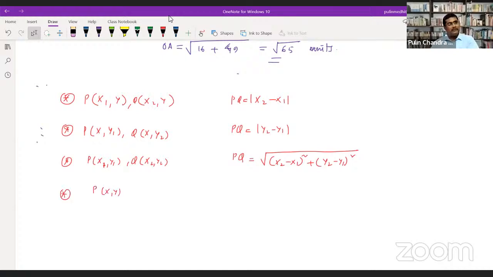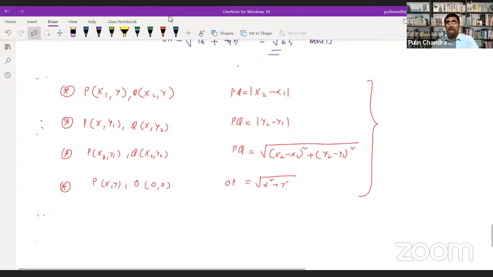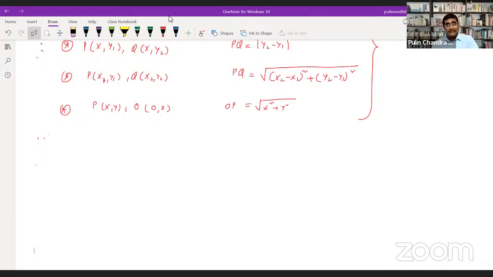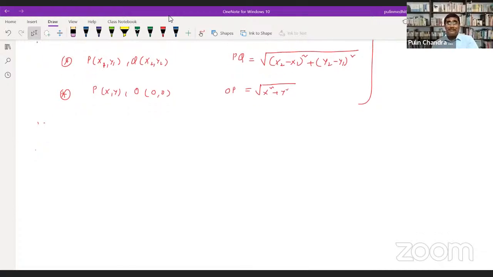And then last, what we got? Agar ek hi point hai, or dusra point origin a gaya, to what will be the distance? OP will be square root of x square plus y square. So, ये चार पॉइंट अभी हम लोगों ने सीखे और इसी के ऊपर तुम देखोगे कितने ब्यूटीफुल क्वेश्चंस वी कैन सॉल्व. इसका पावर हम लोगों को अभी पता नहीं हो रहा है, but definitely it has really good problems, right?